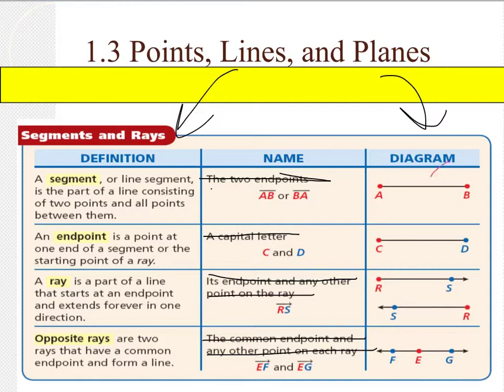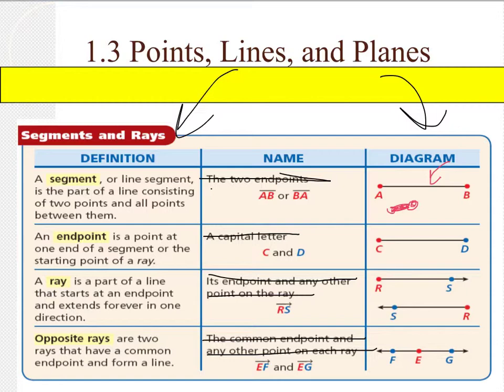Also, inside this line right here is actually an infinite number of points. Those are points, even though it's a straight dark line. Those are just points that are very, very close together, and it looks like a line. An endpoint is a point at one end of a segment or the starting point of a ray. Just like on a line segment, they are your ending points, where that line segment ends, or where that ray begins. So these have specific names called endpoints.